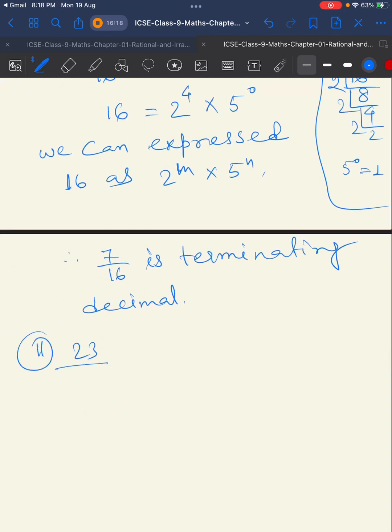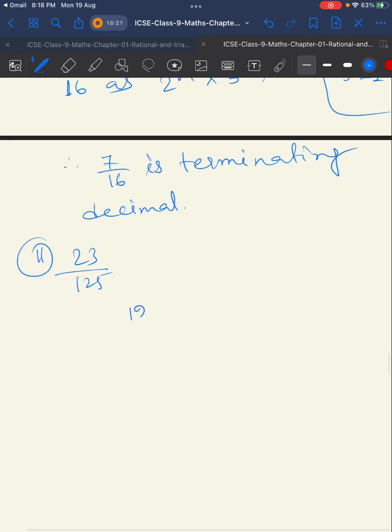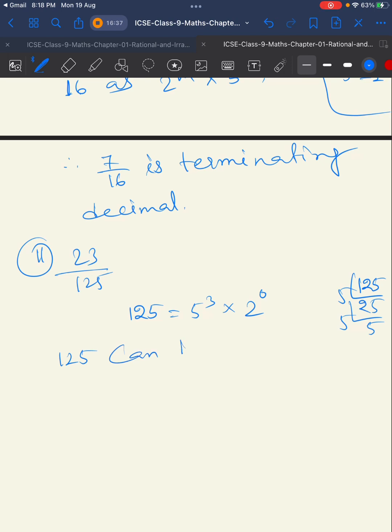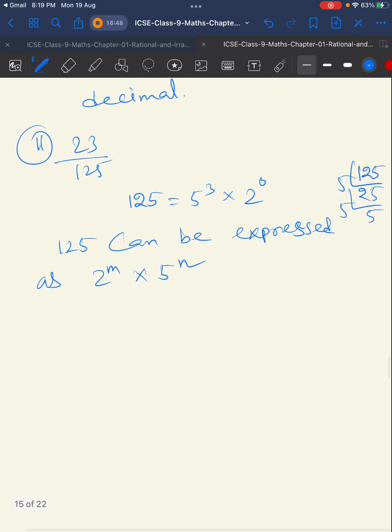Now question number 2, 23 by 125. Here the denominator is 125, and 5 twenty-fives are 125, 5 fives are 25, so 5 cubed into 2 to the power 0. So 125 can be expressed as 2 to the power m into 5 to the power n. Hence 23 by 125 is a terminating decimal.